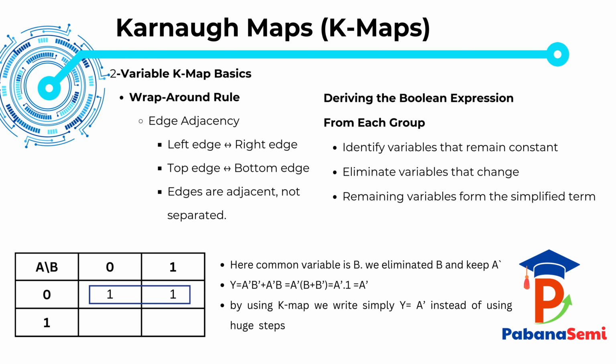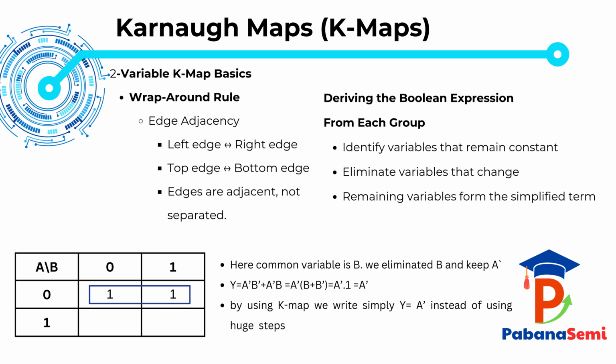Now, let us understand an important concept in Karnaugh Maps called the wraparound rule, and then see how we derive the Boolean expression from each group. Wraparound rule, edge adjacency. In a Karnaugh map, edges are adjacent, not separated. This means the left edge is adjacent to the right edge. The top edge is adjacent to the bottom edge. So even though the cells appear far apart on the diagram, they are considered neighbors in K-map logic. This property allows us to form larger groups, which leads to simpler Boolean expressions.